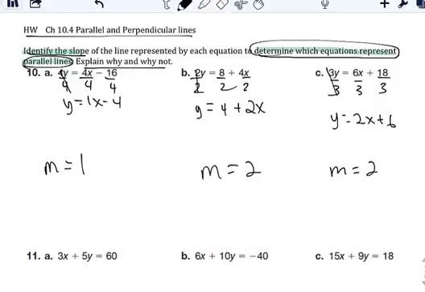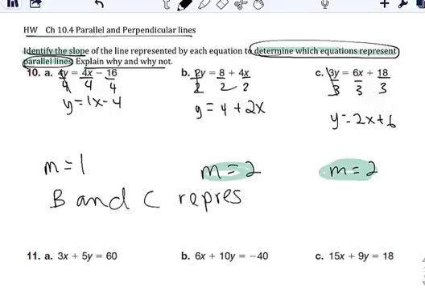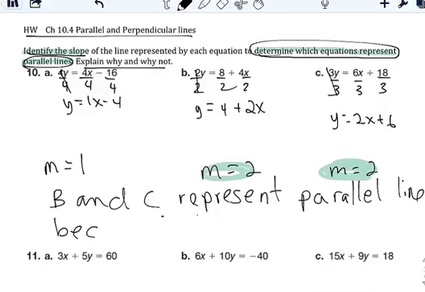B and C represent parallel lines because the slopes are the same. So you need to write that. B and C represent parallel lines because the slopes are the same.